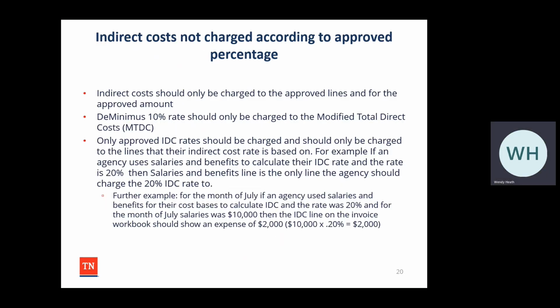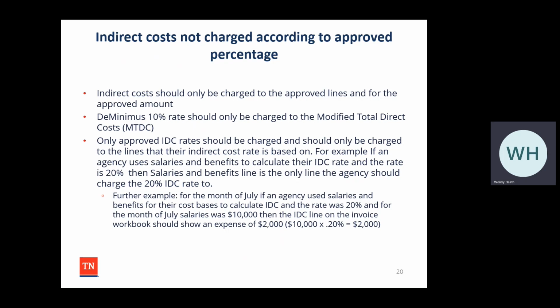And then the last one is your indirect costs not charged according to the approved percentage. If you are using the indirect cost line, whether you're using the 10% de minimis rate or you have an approved indirect cost rate, just ensure that whatever your base is on your indirect cost rate that was approved is what you're charging that amount to.